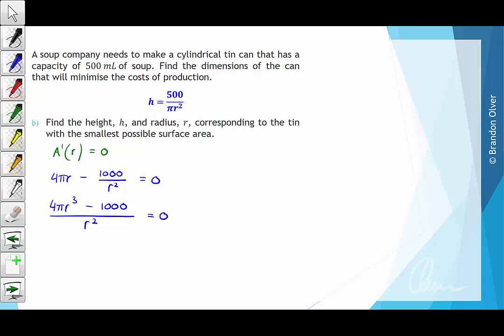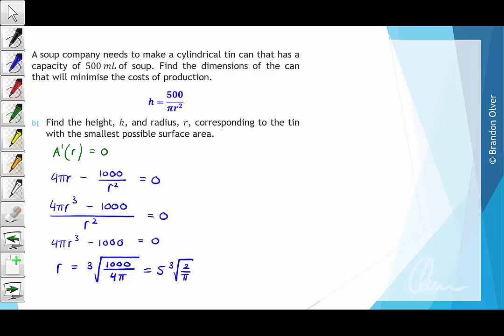And any fraction that's equal to 0 simply implies that the top line is equal to 0, because if the bottom line equals 0, it's undefined because we can't divide by 0. So this means that we can say that 4 pi r cubed minus 1000 is equal to 0. And if we solve that fully, we get r is equal to the cube root of 1000 divided by 4 pi, which simplifies down to 5 times the cube root of 2 divided by pi.